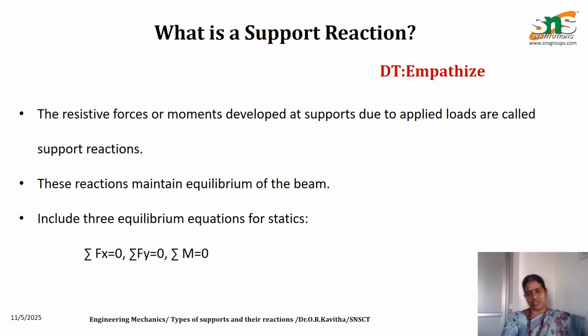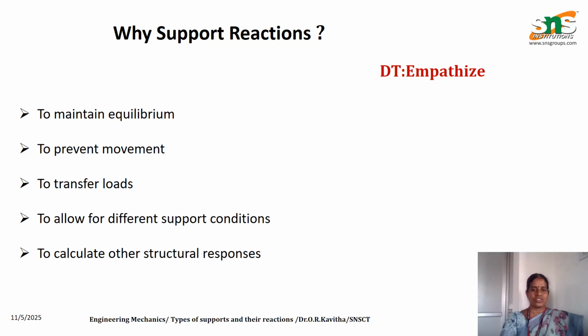So what is a support reaction? Every action will have some reaction. For example, if I am placing this object on my hand, this object creates a load, which we call the action, and my hand provides an equal and opposite force. That is nothing but the reaction. If it is supported by supports, for example a roller or hinge, we call that a support reaction. The equilibrium conditions are very important. There are three equilibrium conditions we use: the sum of the vertical forces is 0, the sum of the horizontal forces is 0, and the sum of the moments is equal to 0.